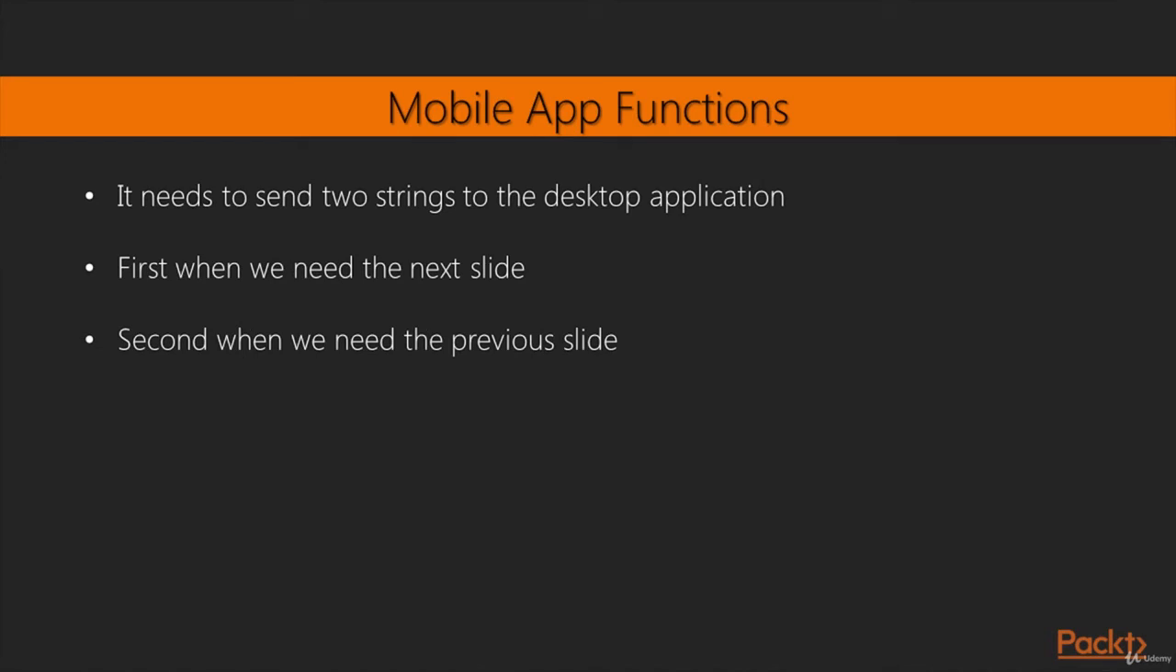The presenter assistant we're talking about is very simple. The mobile app needs to send two strings to the desktop application. The first when we need the next slide, and the second when we need the previous slide. The VCL application running on the PC needs to publish a resource showing the remaining minutes.